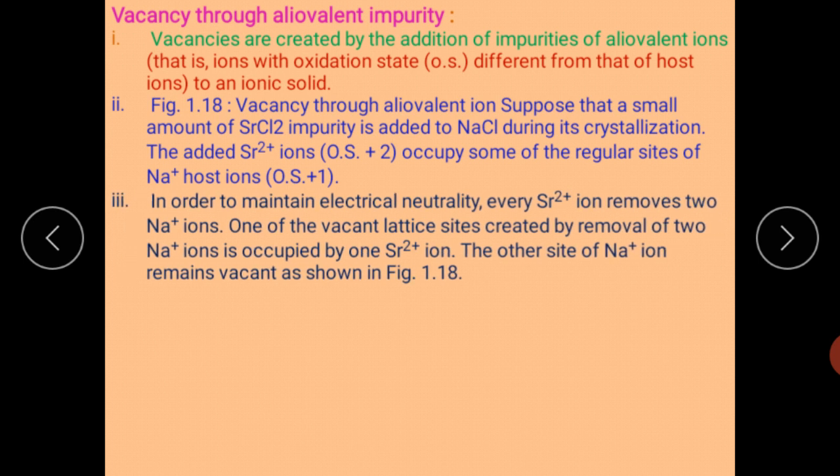In this case, the Sr2+ ions have oxidation state 2 and the Na+ ions have oxidation state +1. In order to maintain electrical neutrality, every Sr2+ ion removes 2 Na+ ions, which means there is a 1:2 proportion. One Sr2+ ion replaces 2 Na+ ions. One of the vacant lattice sites created by the removal of the 2 Na+ ions is occupied by 1 Sr2+ ion. The other Na+ site remains vacant, as shown in the figure.